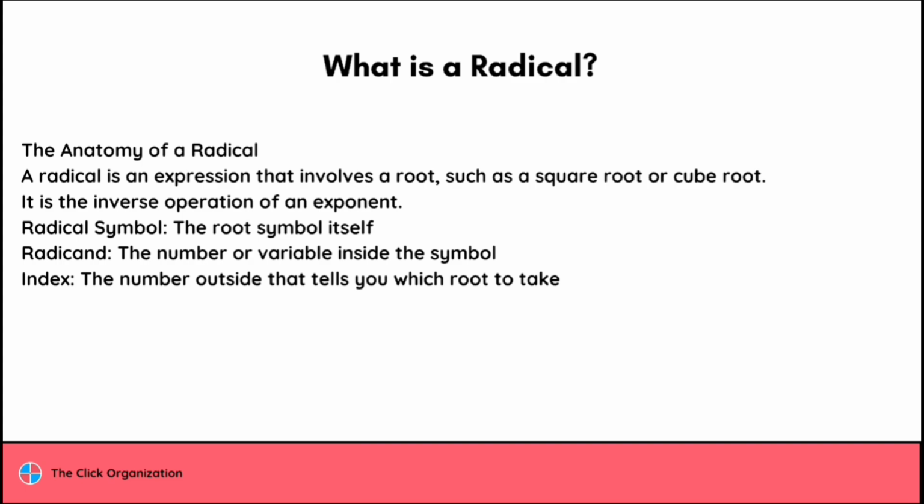First is the radical symbol itself. Second is the radicand, which is simply the number or variable trapped inside the symbol. And the third is the index. That's the small number sitting outside on the ledge that tells you exactly which root you are taking. If you don't see a number there, it's always an implied index of 2, meaning a standard square root.